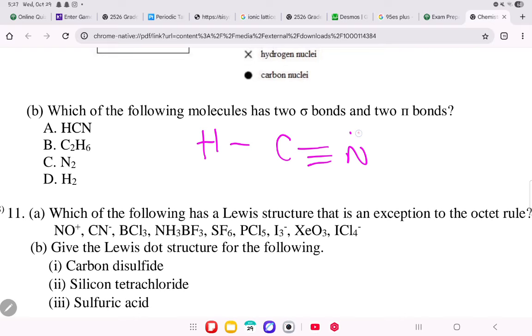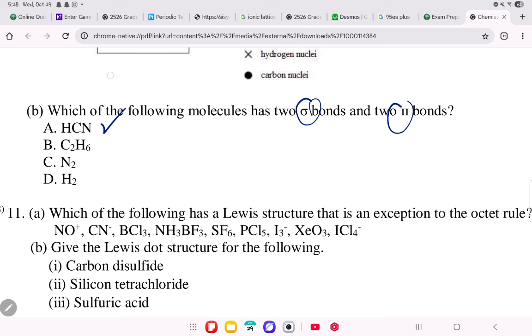Okay, so I'm gonna start with HCN. We're supposed to have 2 sigma bonds and 2 pi bonds. Let's start. Over here, if it's a single bond, it's sigma. Triple bond, that means it's sigma, pi, pi. And just like that, we have 1, 2 sigma and 2 pi bonds. So HCN is definitely a possible answer.